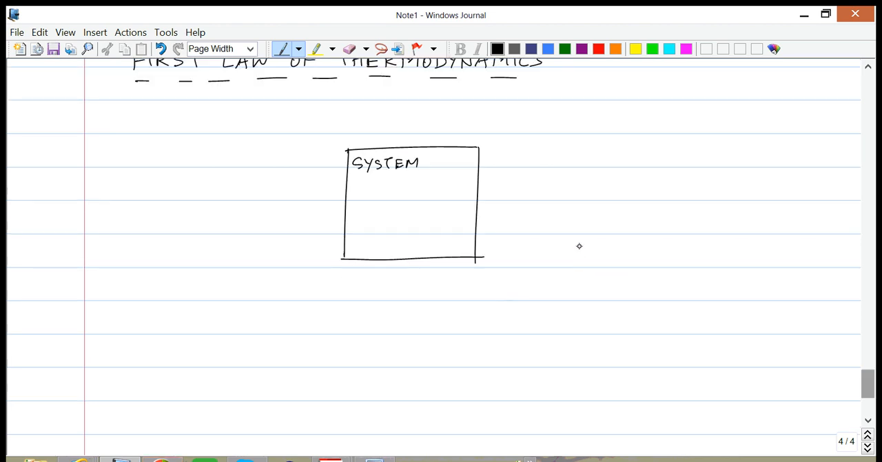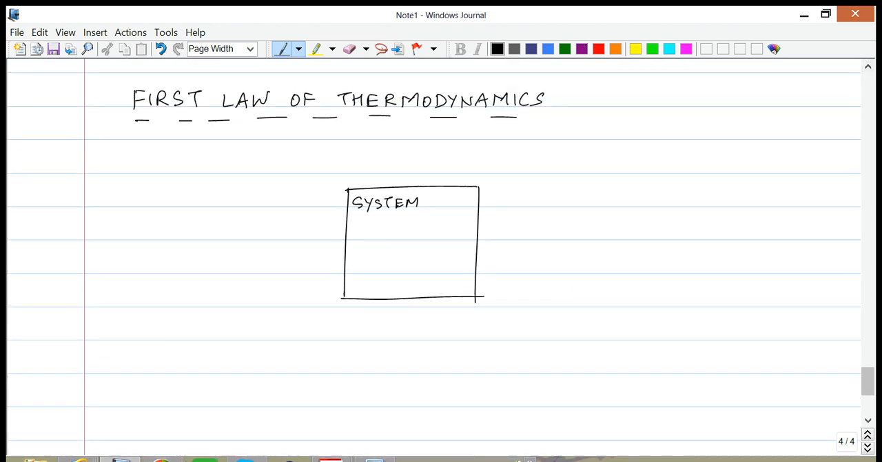Alright, so now we are ready to talk about the first law of thermodynamics. We already know the zeroth law. The zeroth law simply tells us that system A in equilibrium with B and system B in equilibrium with C implies that system A is in equilibrium with C, which allows us to talk about thermometers and all those things.